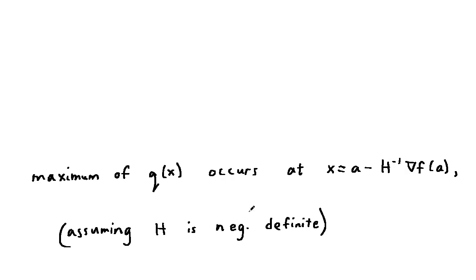because the Hessian of q is H transpose, which is the same as H. So if H is negative definite, then the Hessian of q is negative definite. So we get a maximum.